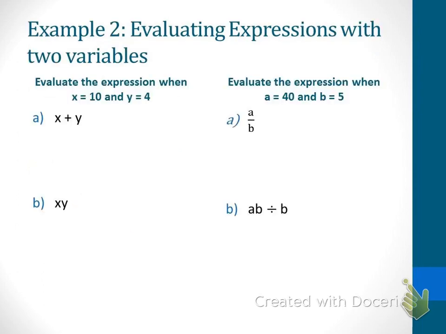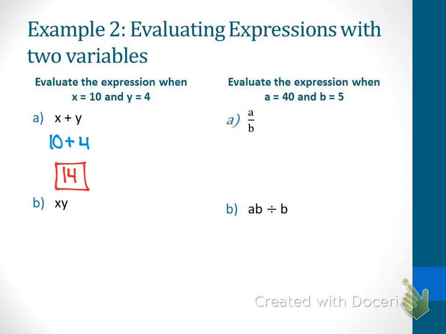Now with example 2, it's basically the exact same thing as example 1, except now we have 2 variables instead of 1. So we're making 2 substitutions. In the first part, in the left column, it says evaluate the expression when x equals 10 and y equals 4. So again, in your notes under example 2, you need to write this first expression, x plus y, as your original problem. Then we will substitute 10 plus 4, and then box our answer, which is 14.